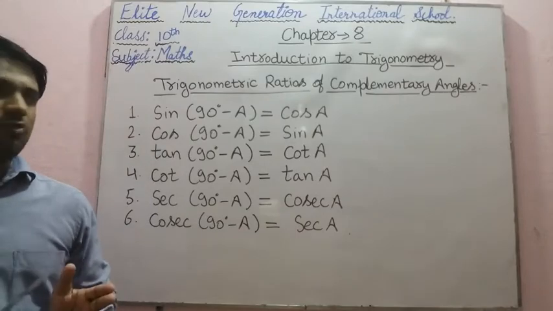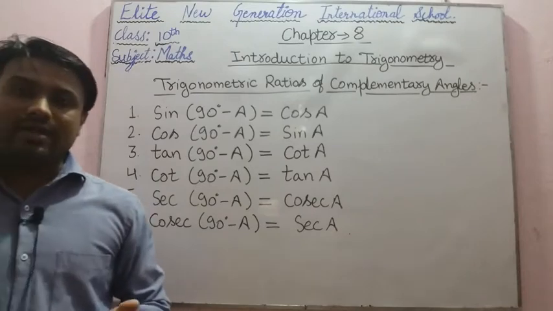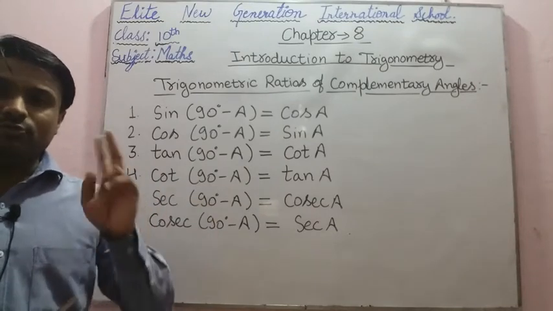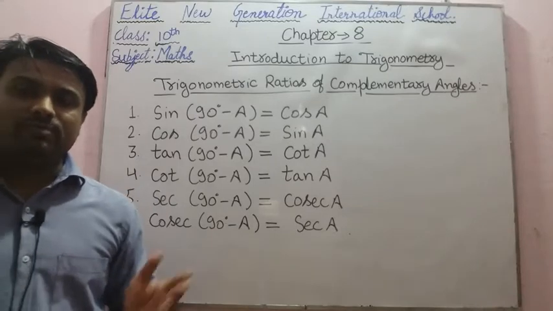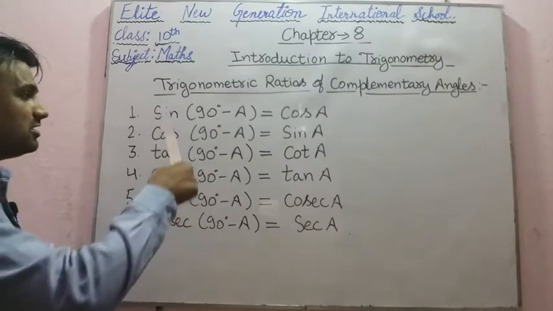So first of all, what are complementary angles? Complementary angles are angles whose sum is equal to 90 degrees. So when the sum of two angles is equal to 90 degrees, then they are complementary angles. In trigonometry, we have a total of 6 ratios.